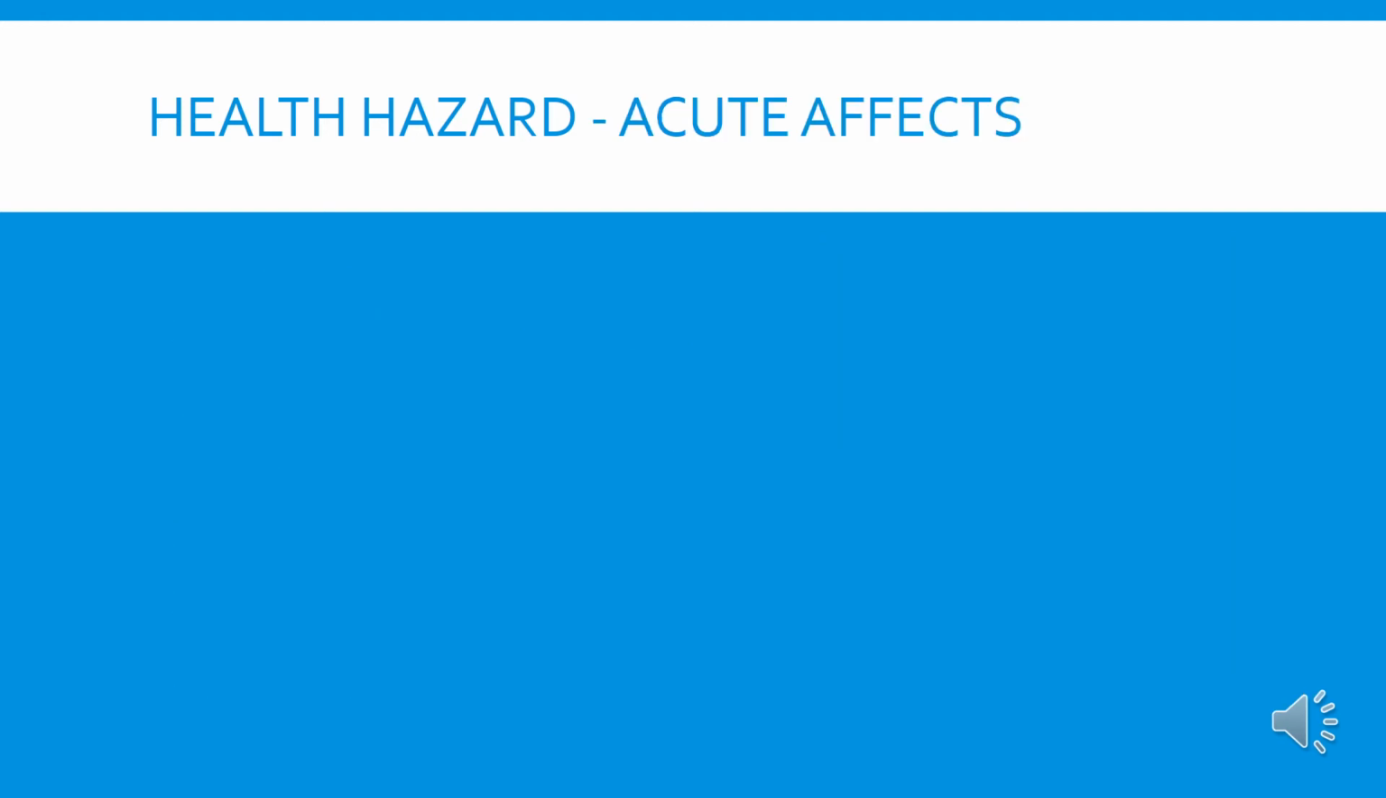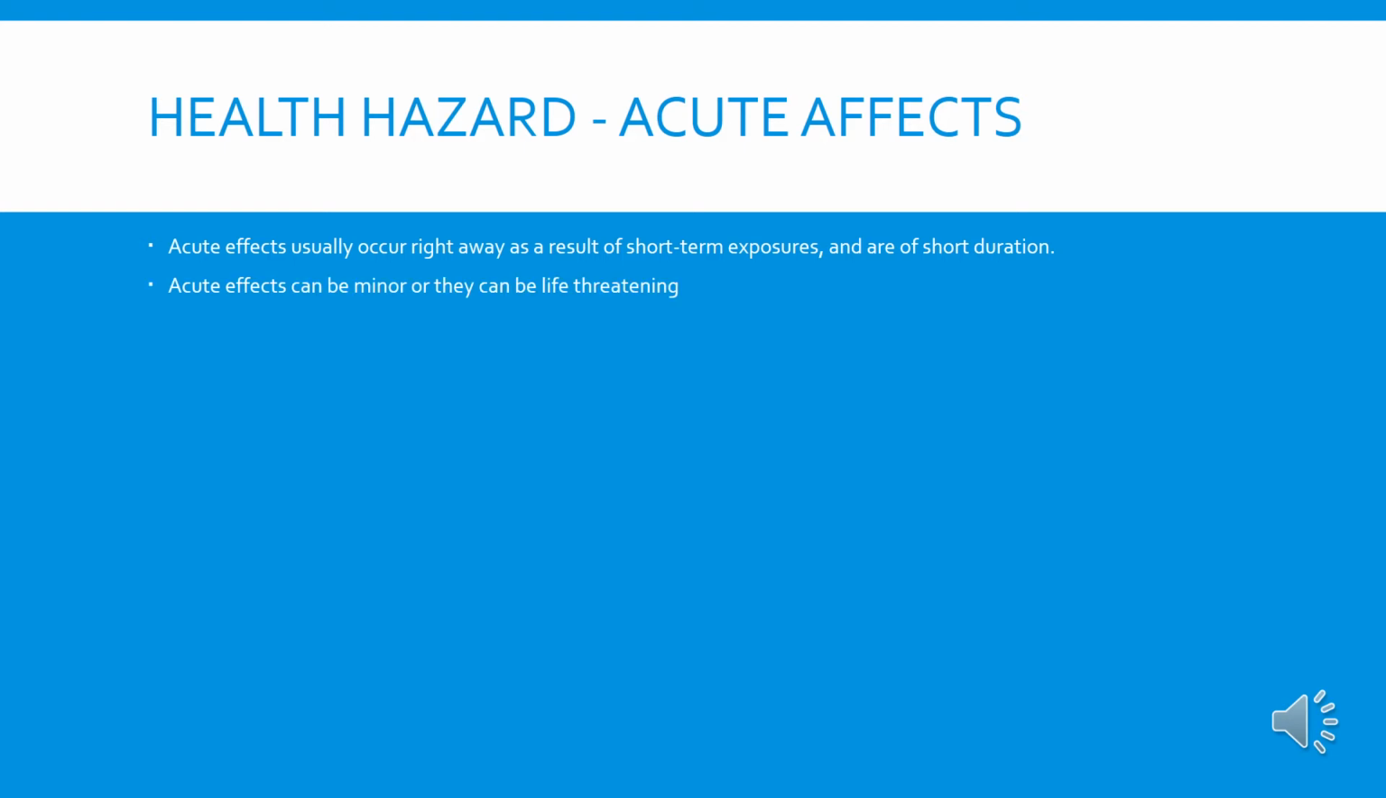Health hazard indicators consist of acute effects and chronic effects. Acute effects usually occur right away as a result of short-term exposures and are short in duration. Acute effects can be minor or they can be life-threatening.